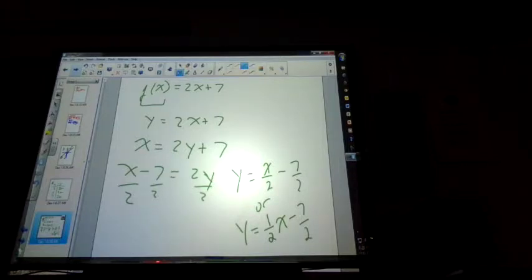What kind of graph would 2x plus 7 be? Is it a dot? Is it a line? Is it a parabola? A circle? What is it? It's a straight line. What is its inverse also? Straight line as well. Okay?